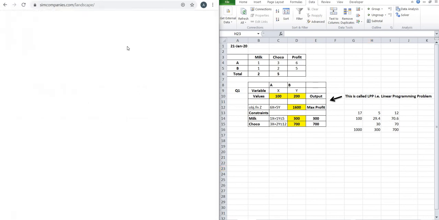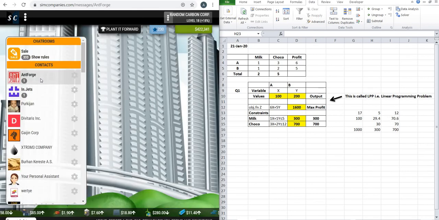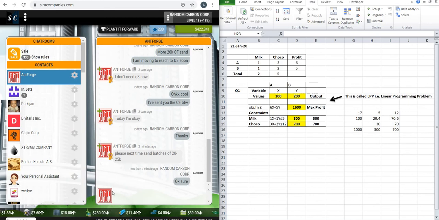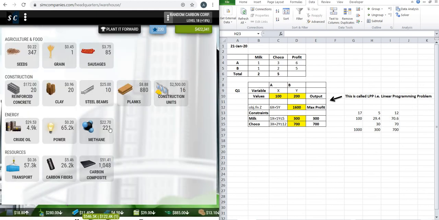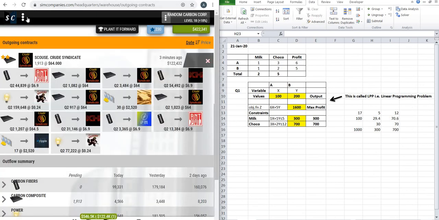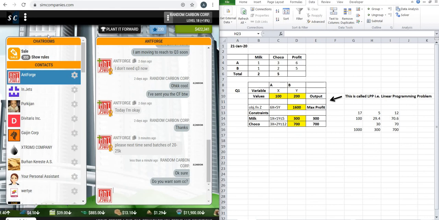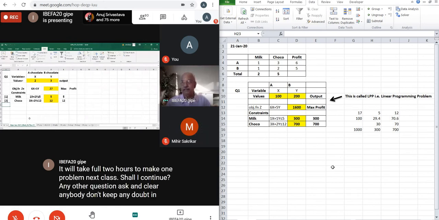Is that clear? Sir, I have a question. How many constraints can the program handle? Plenty. N number of constraints you can have. Just wait till next week. It will take a full 2 hours to make one problem next class. Shall I continue? Any other question? Ask and clear. Don't keep any doubt in your mind.